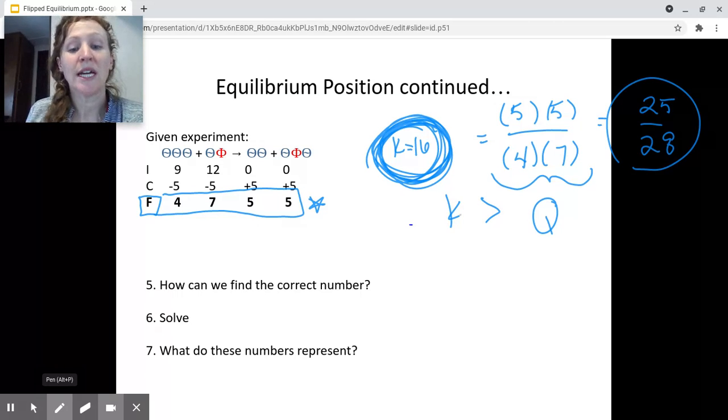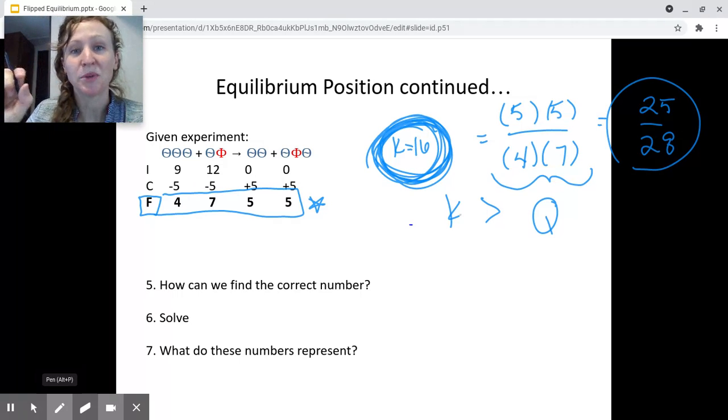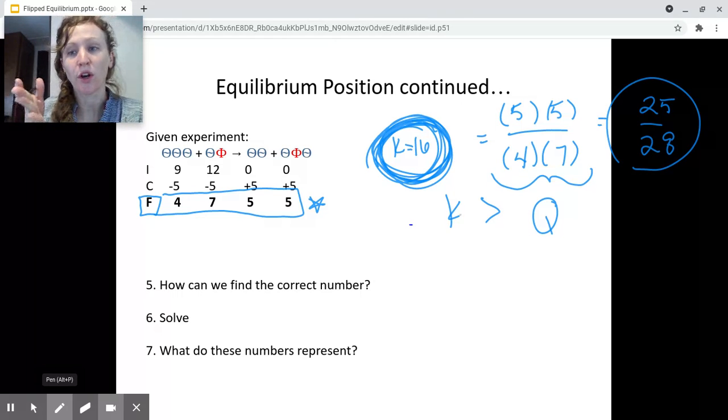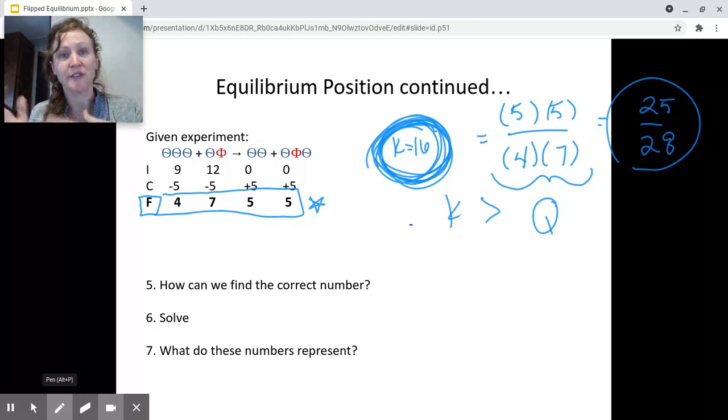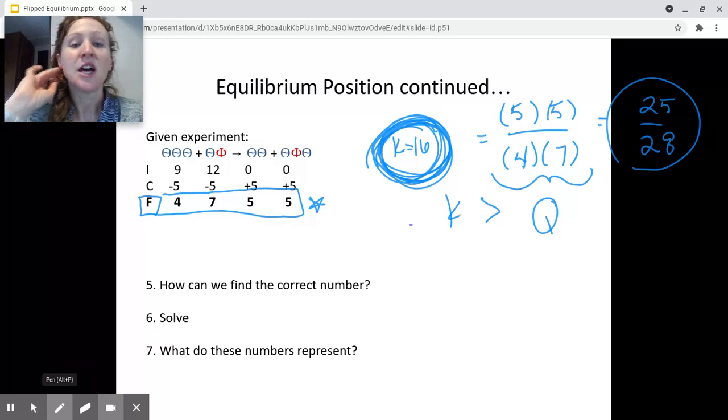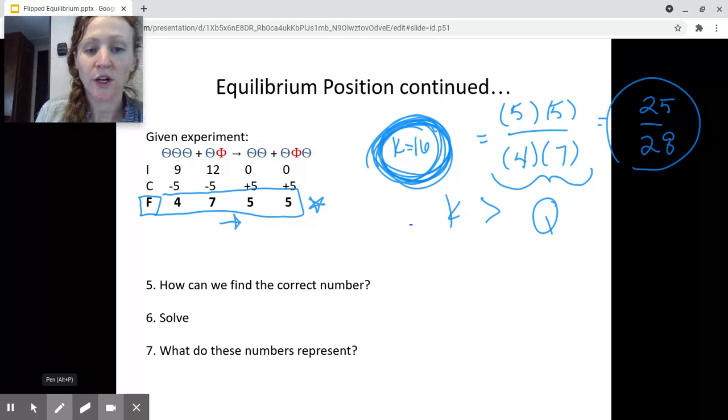What does Q have to be? How does Q have to shift in order to get to K? So think about that. How does Q have to shift in order to get to K? What do products have to do? Do products have to get bigger or smaller? What do reactants have to do? Do they have to get bigger or smaller? So products have to get bigger, reactants have to get smaller. Our numerator has to get bigger, our denominator has to get smaller in order for this ratio to become bigger and eventually get to K, right? So we know we're going to shift towards products.